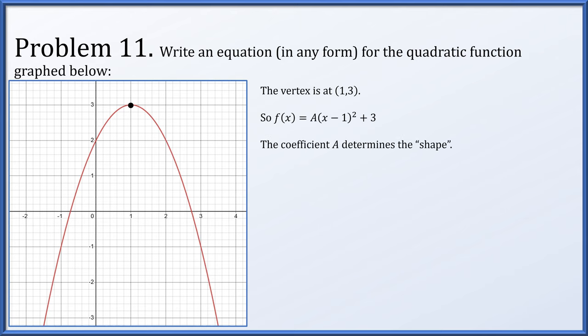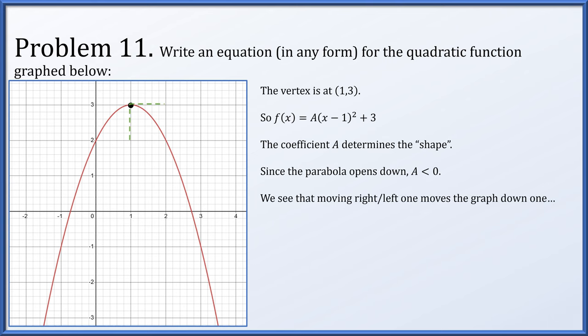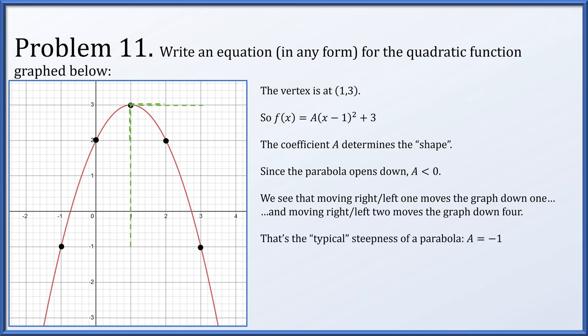Now, a determines the shape. So since this parabola is opening downward, we happen to know that we're looking for a negative number there, but otherwise we don't have too much information. But observe, if I move from the vertex right 1 unit, it goes down exactly 1 unit. And if I move right or left 2 units, it goes down exactly 4 units. That is our standard typical steepness where 1 goes to 1 squared and 2 goes to 2 squared and so forth.